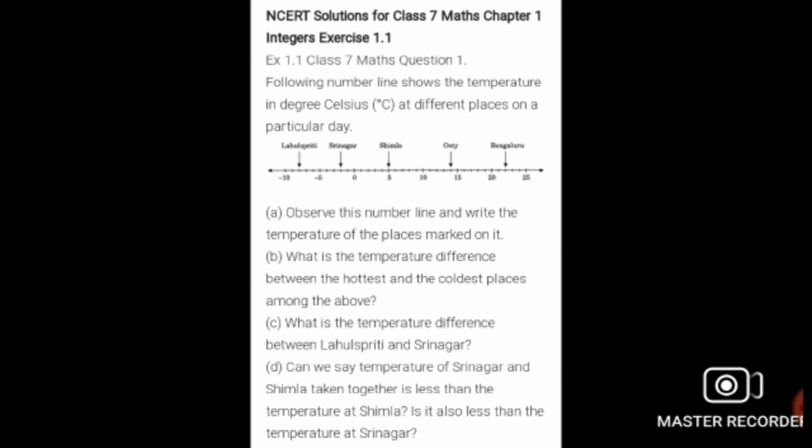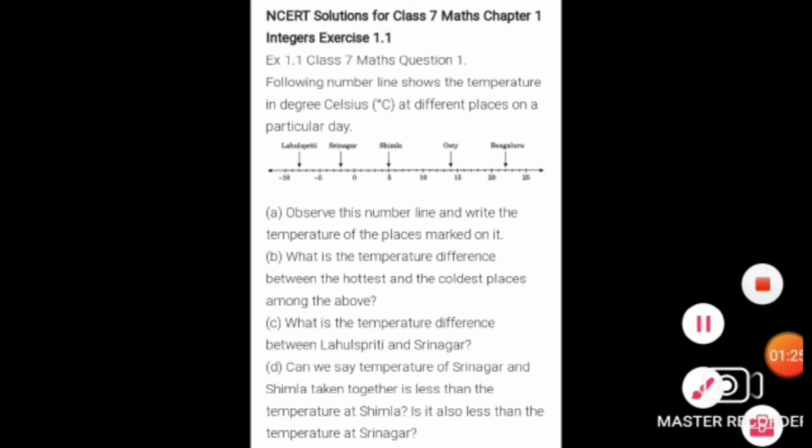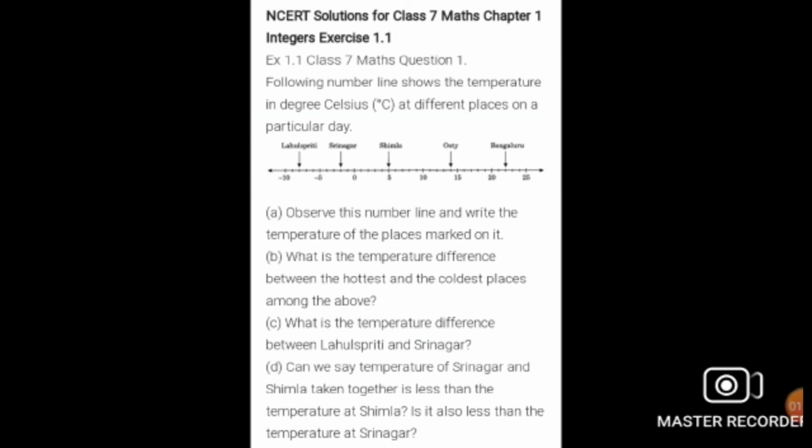So first question, we just have to observe the number line and write the temperature of the places marked on it. If you look at the number line, we can start from the right. After 0, at the point of 5 they have given Simla. Then after 10 we have 4 lines, so that is 14, Ooty. Then after 20, in the second line they have given 22, that is Bangalore.